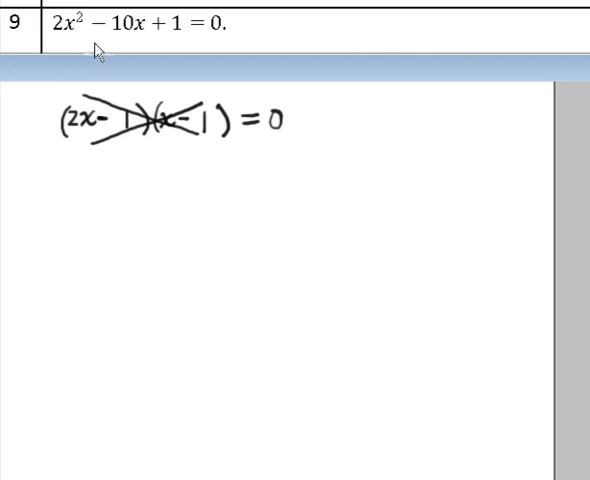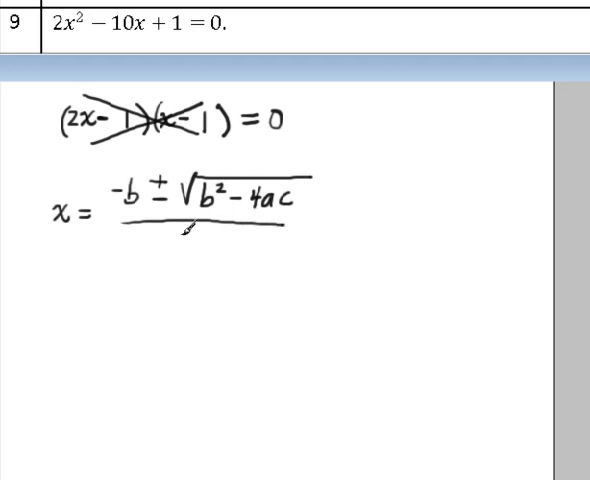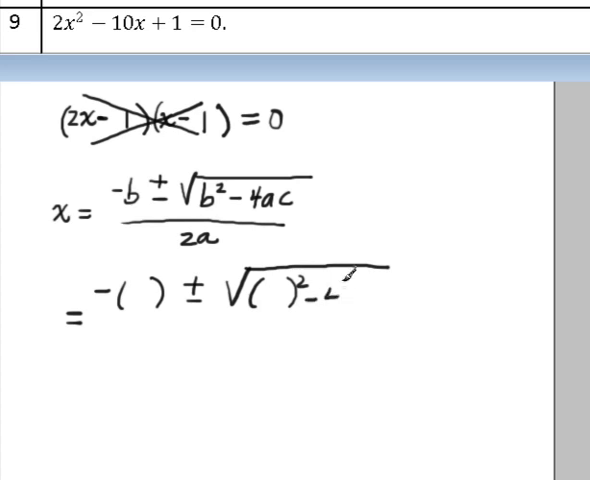So if we have a quadratic that can't be factored and that we need to solve, we can always use the quadratic formula. So let's do that. x equals minus b plus or minus the square root of b squared minus 4ac over 2a. And we'll substitute in. First I set it up using parentheses, getting ready to substitute.